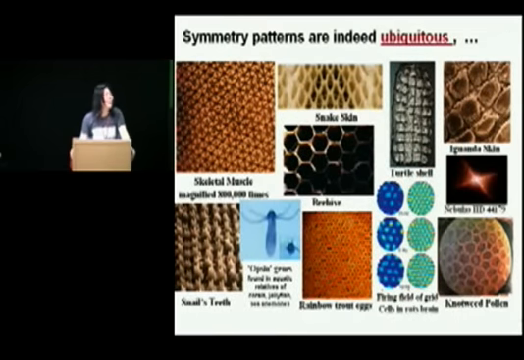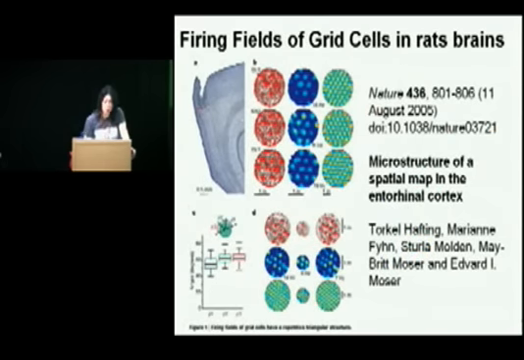Anyways, so indeed, if you look, this kind of regularity or symmetry is ubiquitous. You can actually see it all over the place, from very small things like the gene to very large things. This actually is a pattern of a dying star. At the end of its death, it releases all its energy and it appears in some kind of regular form. And this is another interesting discovery published in Nature, which observed the firing field of certain grid cells in the rat's brain, and it turns out it's some kind of hexagonal structure.